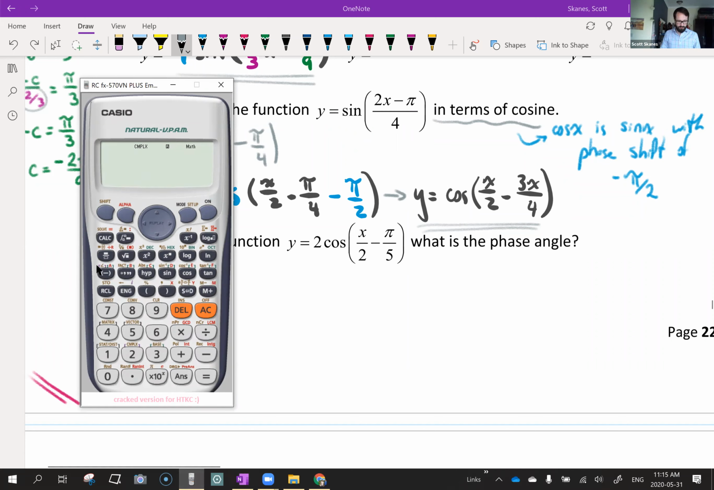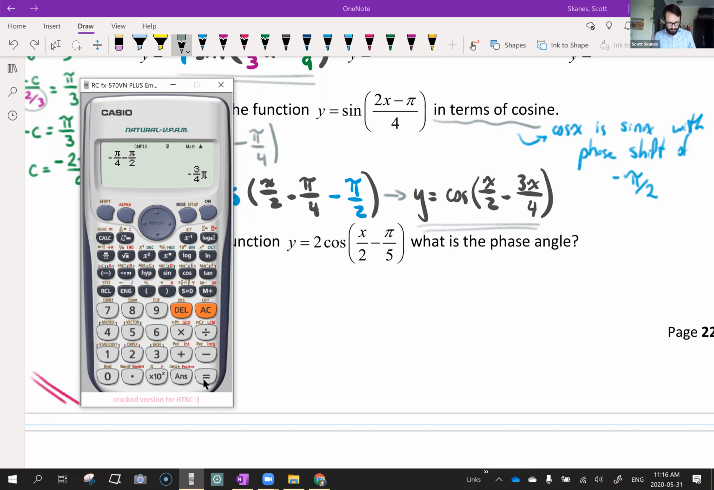If you have negative pi over 4, whoa, I hate this touchpad, negative pi over 4. Again, some of you have a lot of trouble with this, which is why I want to show it. Negative pi over 4 minus pi over 2. These Casios will just do that for you.